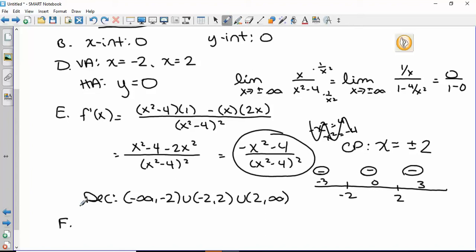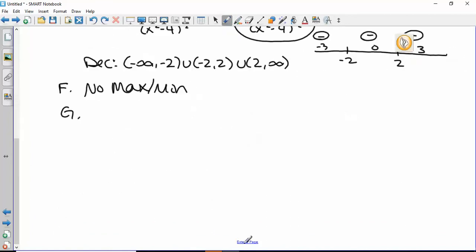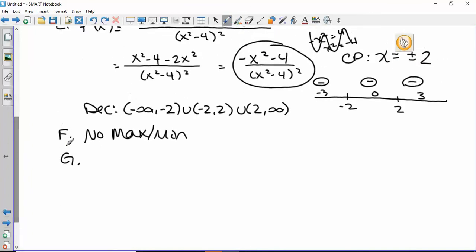F, I asked for maximums or minimums. If this thing's always decreasing, did we get any maximums, minimums? No. Right. G. I want the inflection points and concavity, so we have to do the second derivative.